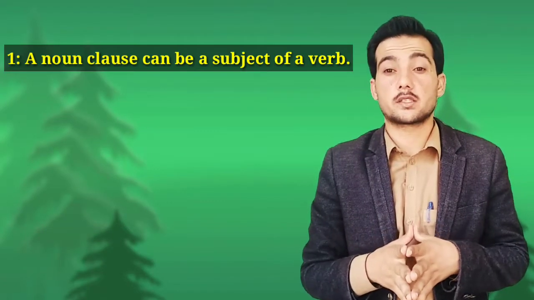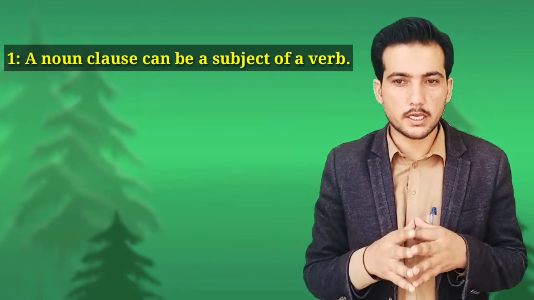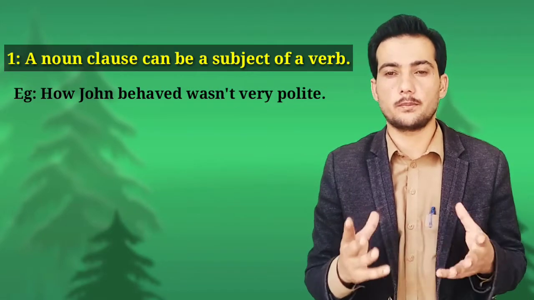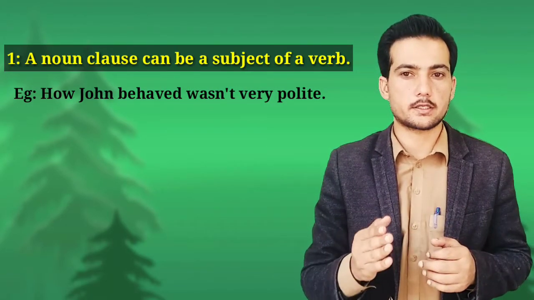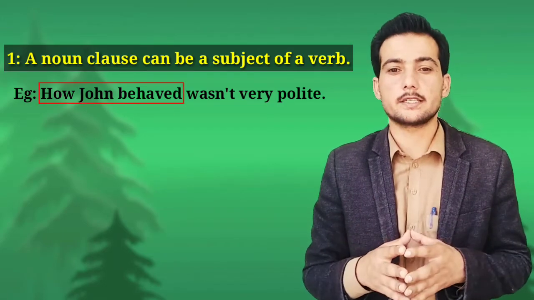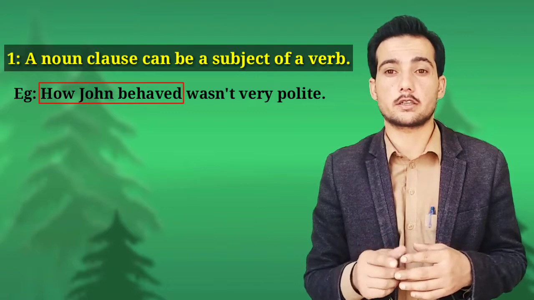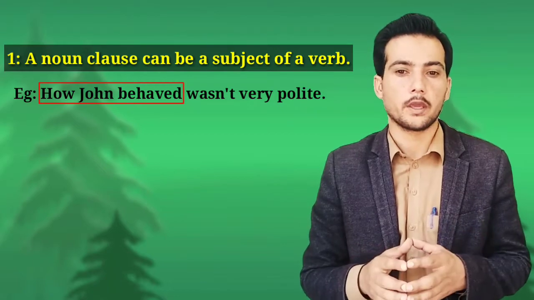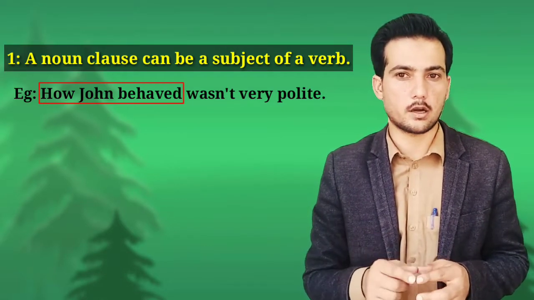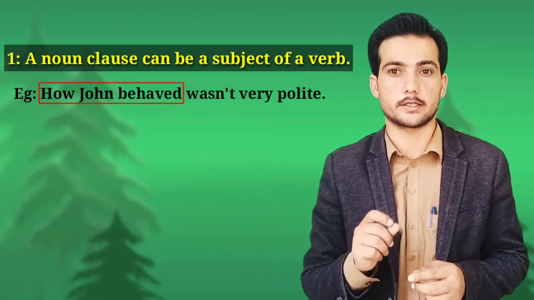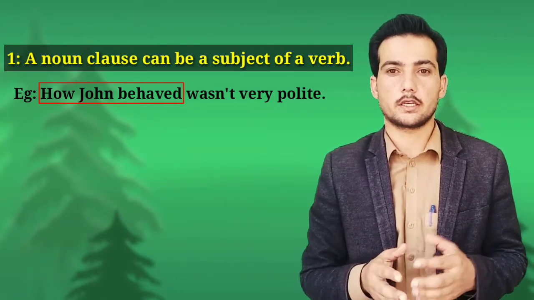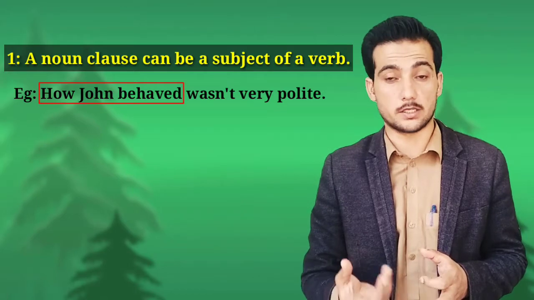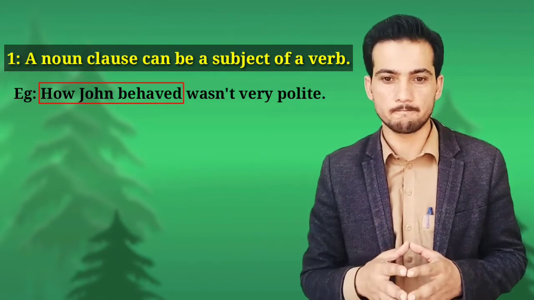A noun clause can be a subject of a verb. It means that a noun clause can be a subject of a sentence. For example, "How John behaved was not very polite." If you look at this sentence, it consists of a noun clause, that is "how John behaved." And we said that noun clauses often start with such words as we mentioned. So here it starts with "how." And after that we said that a noun clause will consist of a subject. So does it consist of a subject? Yes, it has a subject, that is "John." And it also consists of a verb, that is "behaved." So here "how John behaved" is a noun clause, and it functions like a subject of a sentence.